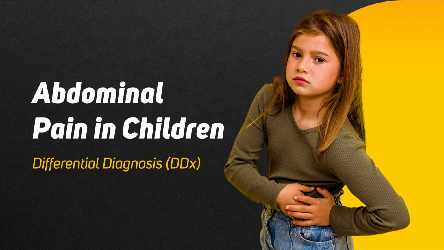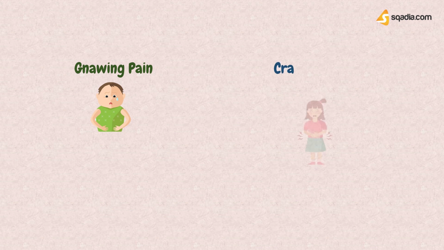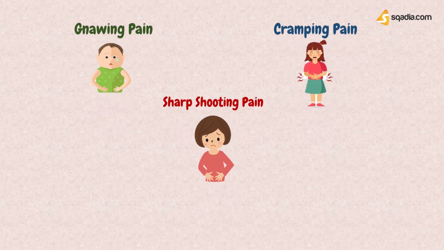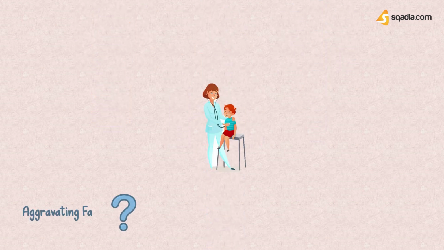Firstly, you should know what abdominal pain feels like. It could be gnawing pain near the top of your abdomen, cramping pain in your lower abdomen, sharp shooting pains in many areas. Secondly, you should be aware of all such aggravating factors which make abdominal pain worse in children.